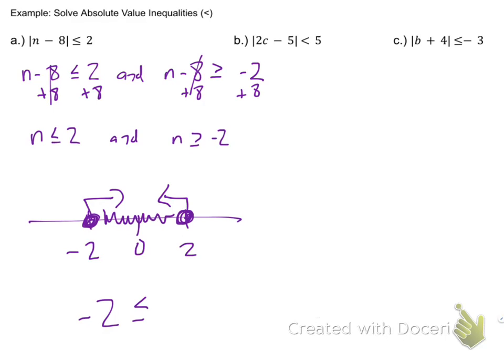And like I said, you could use a single compound inequality and represent the answer as negative 2 is less than or equal to n, which is less than or equal to 2. But the graph looks like this.